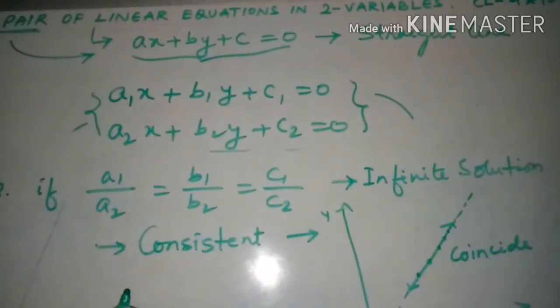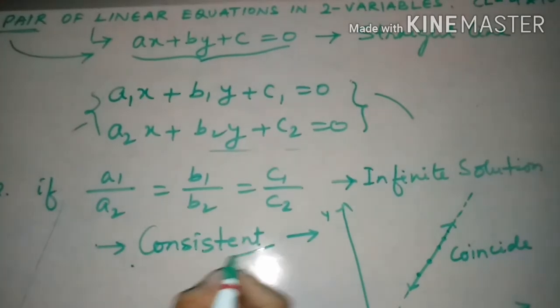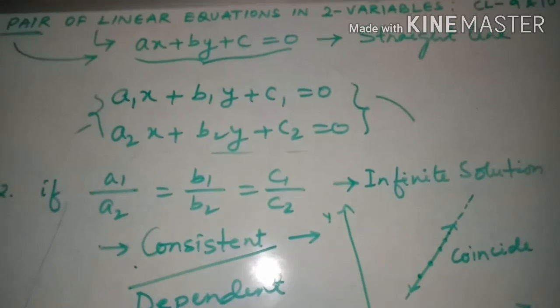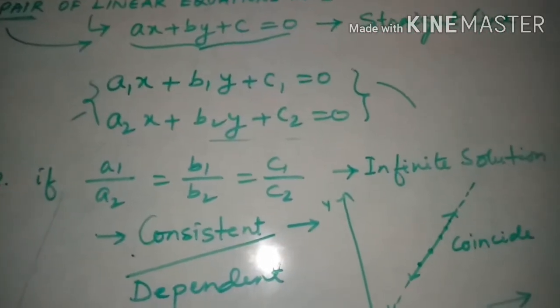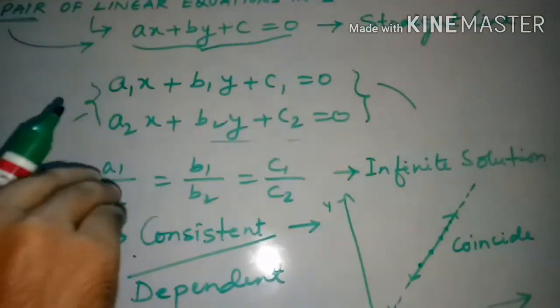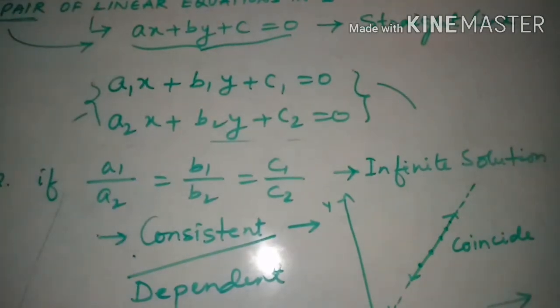And when there are infinite solutions, this consistent pair has another name, what do you call it? Dependent equations. Why is it called dependent? One equation depends on the other equation. So what does dependent equation mean? A dependent equation is nothing but two equations are given, and one equation is obtained by multiplying the other equation by some constant number.